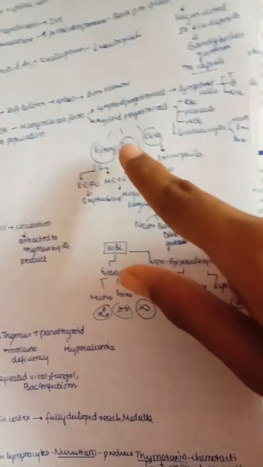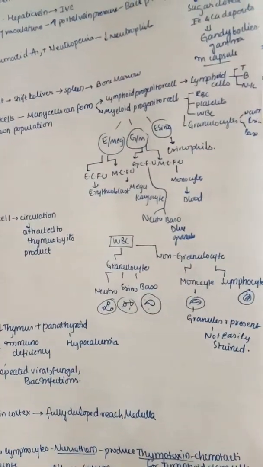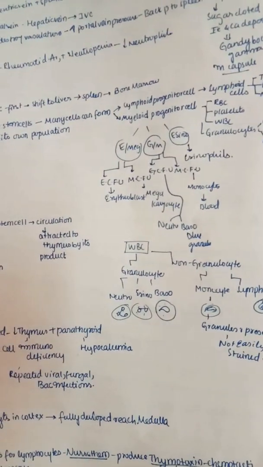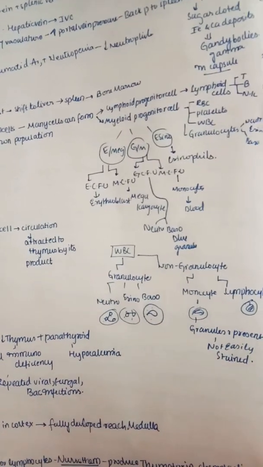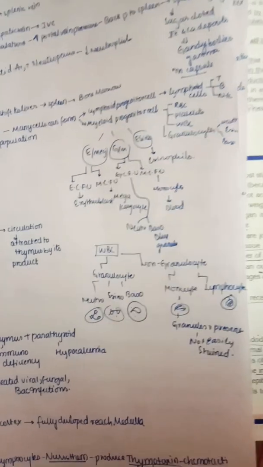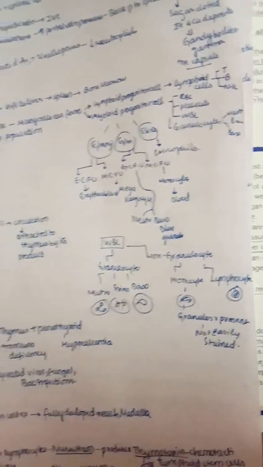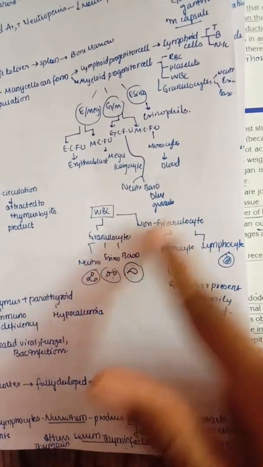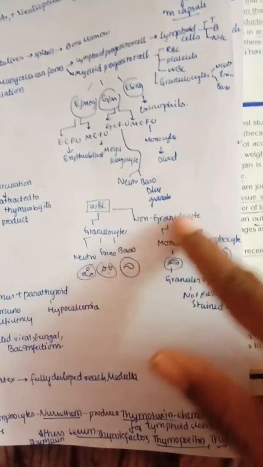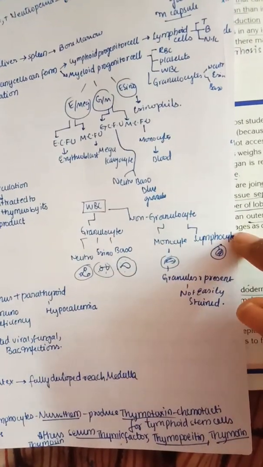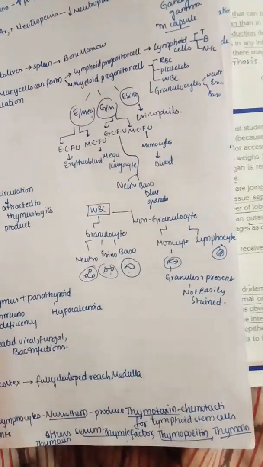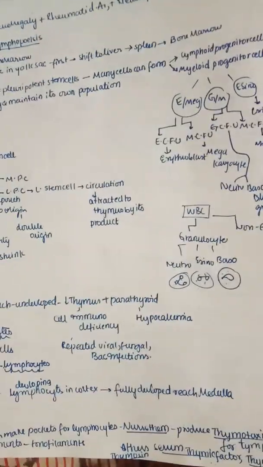and platelets, and here GM, that is granulocytes and monocytes, which are mainly forming neutrophils, basophils, and eosinophils. So this is the basic division we know: WBCs are divided into granulocytes and agranulocytes. In granulocytes we have neutrophils, eosinophils, basophils, and in non-granulocytes we have monocytes and lymphocytes. In monocytes and lymphocytes granules are also present, but they are not easily stained, so they are named non-granulocytes.